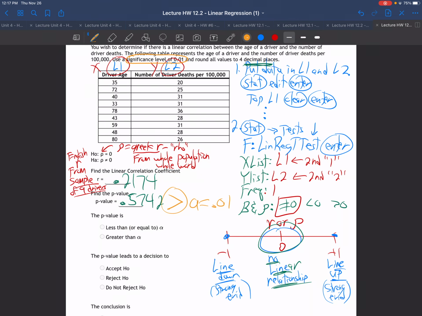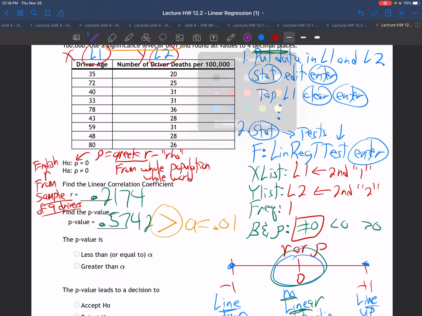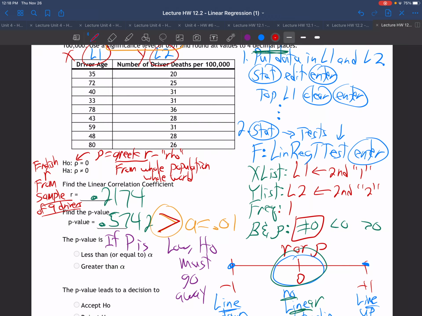So what do we do in our conclusion? You probably remember how these conclusions go. Remember the saying we always use? If the P is low, then the H0 must go away, right? If the P is low, the null must go. So is our P low? No, our P is greater. Our P is not low, so the null must not. You throw in a couple knots if it's not low.